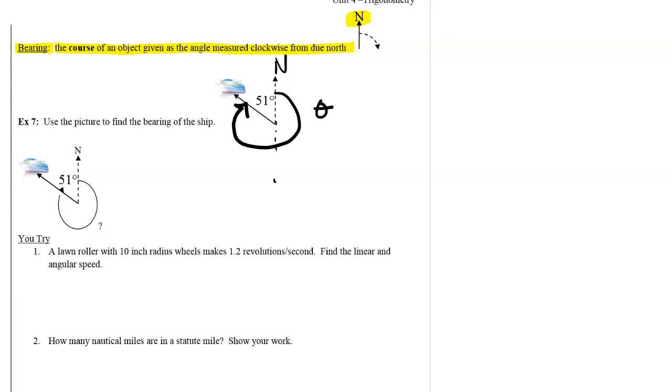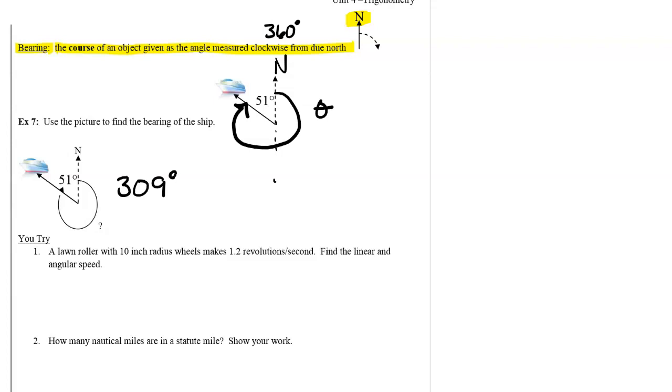We know that the half circle is 180 degrees. We know the full circle is 360. So you could take 360. Notice you're 51 degrees short of 360. So just take 360, subtract 51, and you get a bearing of 309 degrees. So it's a 309 degree bearing.